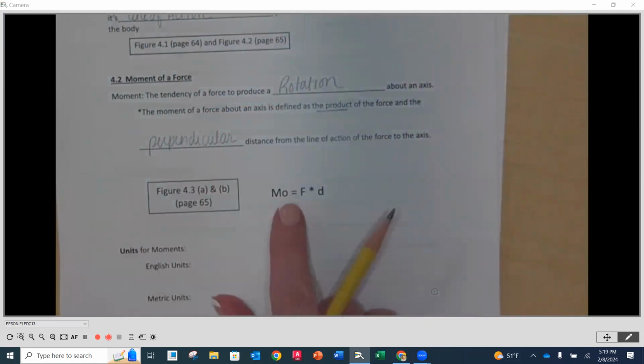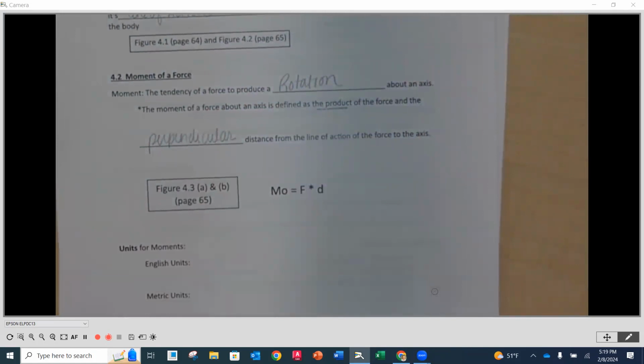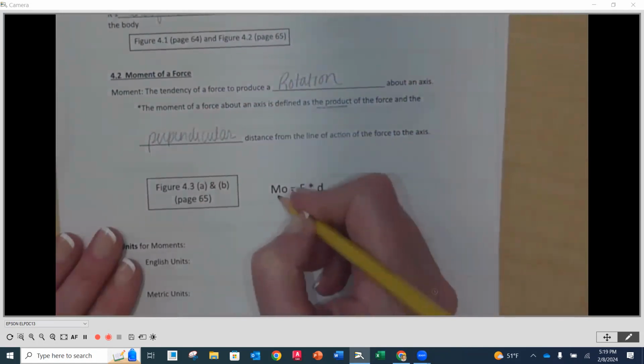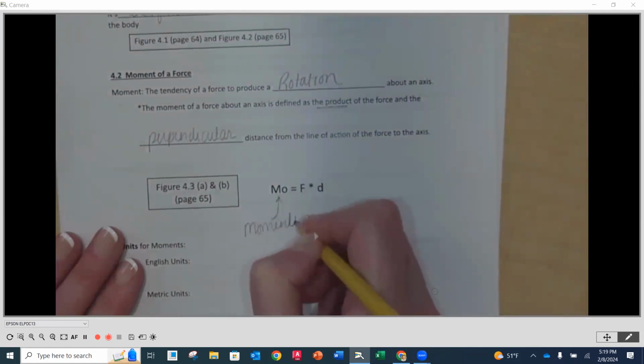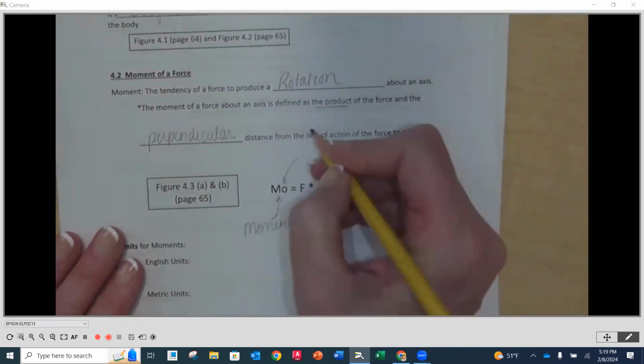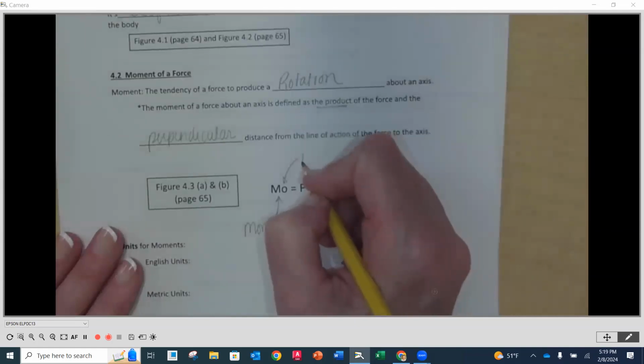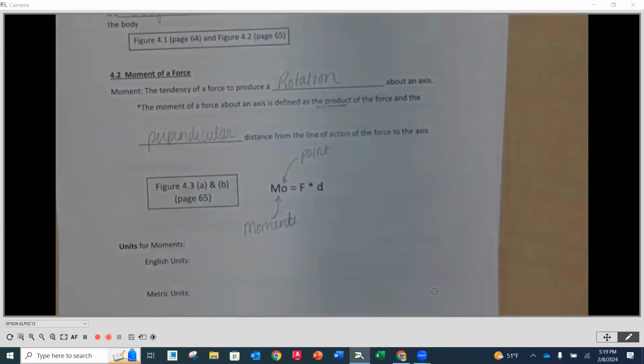Now, the equation for a moment is going to be capital M. This is a symbol for moment. The O here is just the reference to a point. So it could be an origin O, it could be A, it could be B, it could be C, whatever point that we're referencing a moment to, and it'll make more sense when we start doing more stuff.